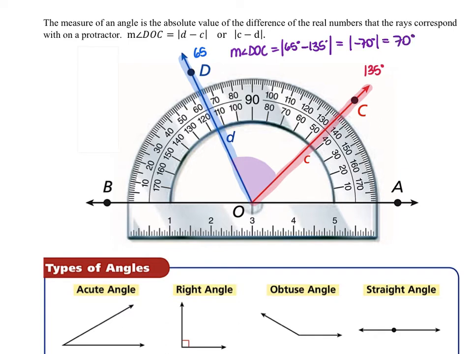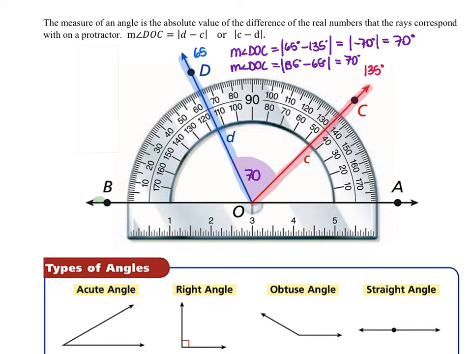If we set it up the other way, we're going to get the same number. Measure of angle DOC can also be thought of as the absolute value of 135 degrees minus 65 degrees, which is still 70 degrees. So that's the measure of this angle, angle DOC.